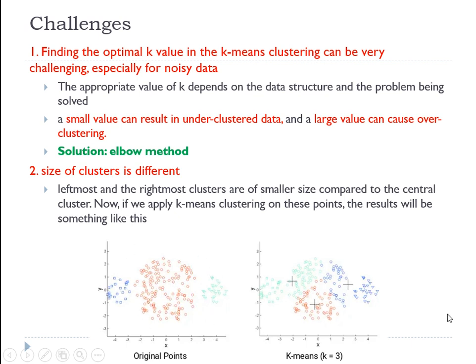The second challenge in k-means clustering is the size of the clusters, right? This is the original data, and here is the clustering after k-means. What you observe here is the size of the clusters are very different, right? See, the leftmost cluster and the rightmost cluster are almost of the same size, but this red one is a little different. So that can be a challenge.